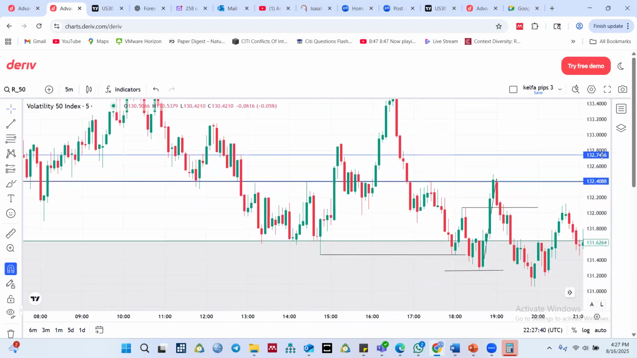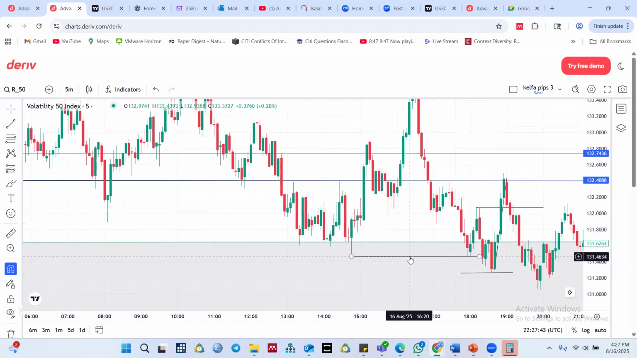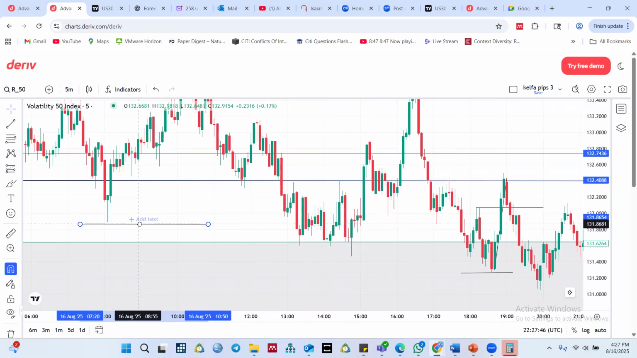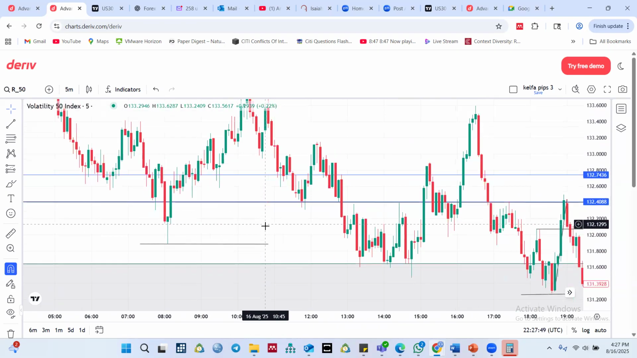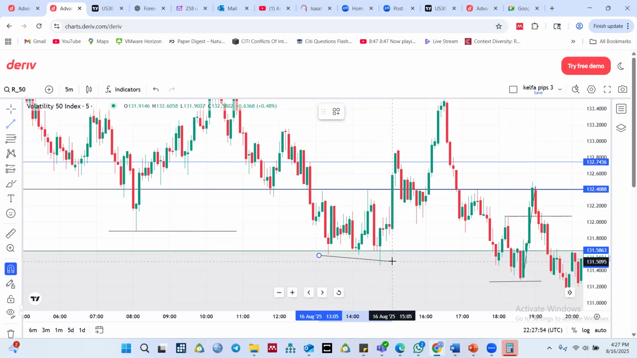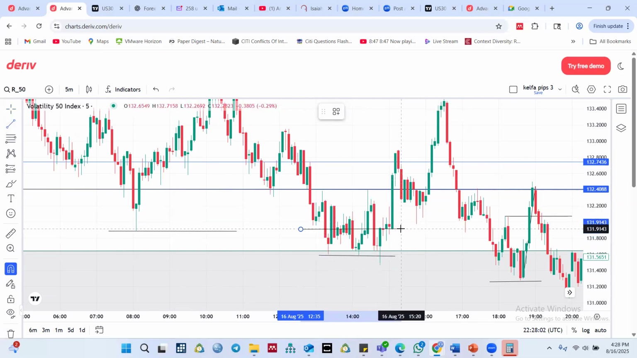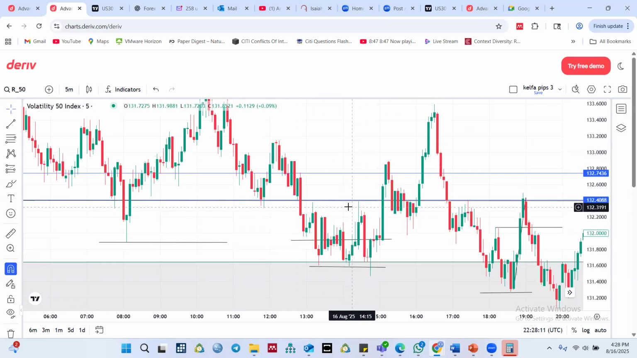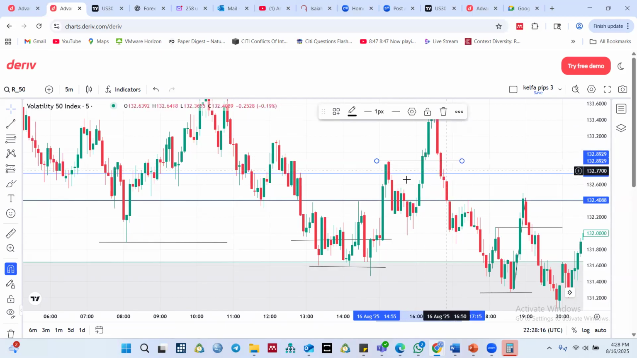If you also look at this area, we can see this low here. We can also see this low here. So price from up here, we took this area into this zone and then moved up to break this area. Moved up to break this area here. Okay.